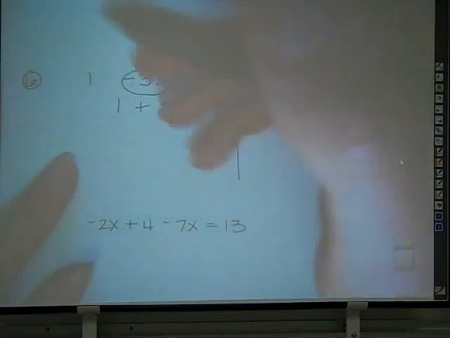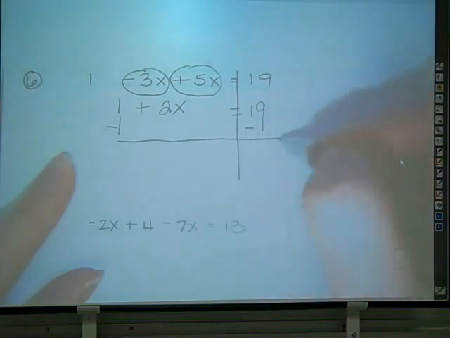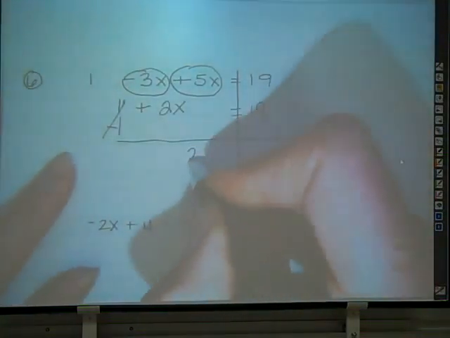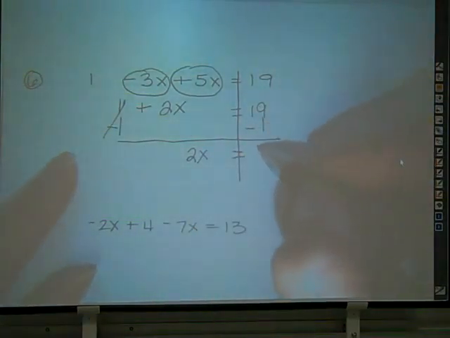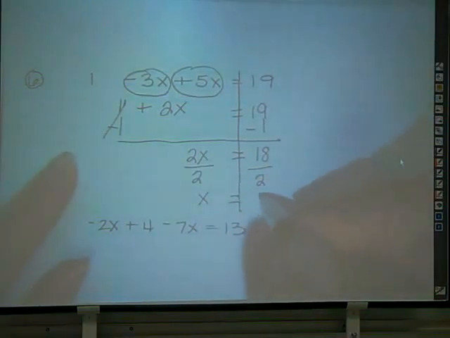Now, let's take the 1 to the other side by subtracting. The 1's are going to be gone. We're left with 2x equals 19 minus 1, which is 18. Last step, divide both sides by 2. So x is equal to 9.